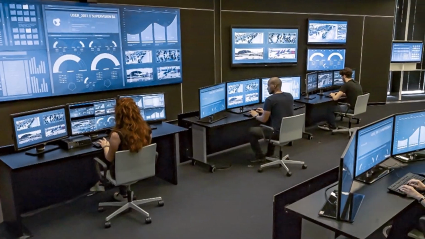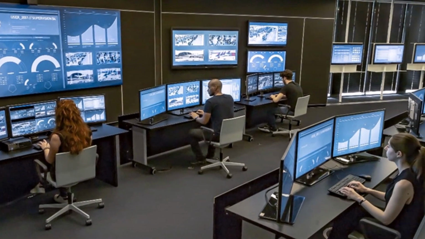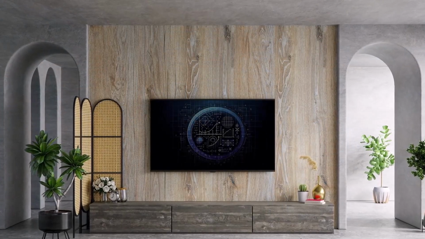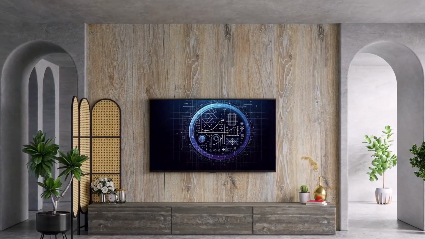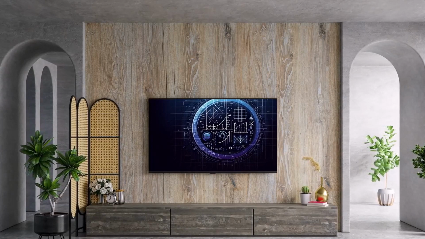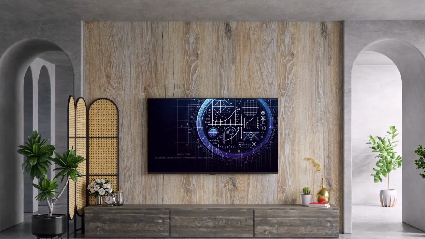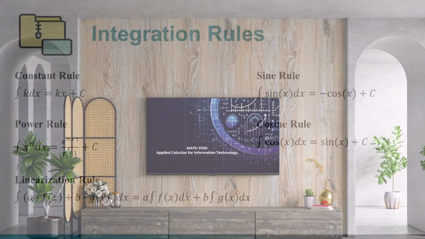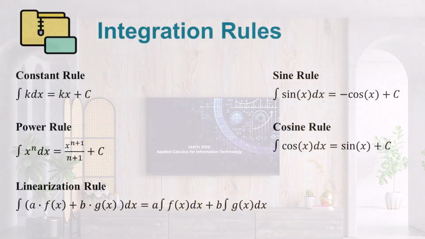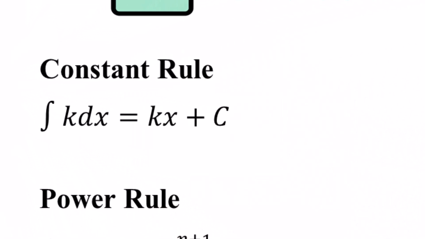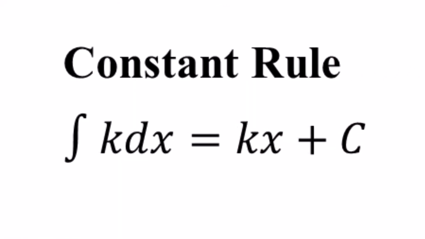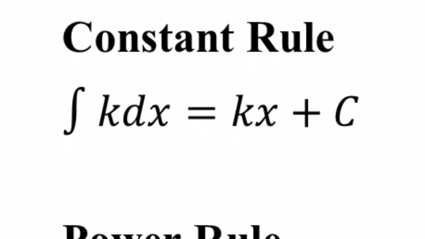We might track the rate of energy consumption in an operations center. We might analyze the rate of bandwidth usage in a streaming service. In each of these cases, the indefinite integral provides a bridge from a known rate of change to the original quantity of interest. Let's move on to some of the most common integration rules. The constant rule tells us that when we integrate a constant k, we just get k times x, or whatever variable we're dealing with, plus c.